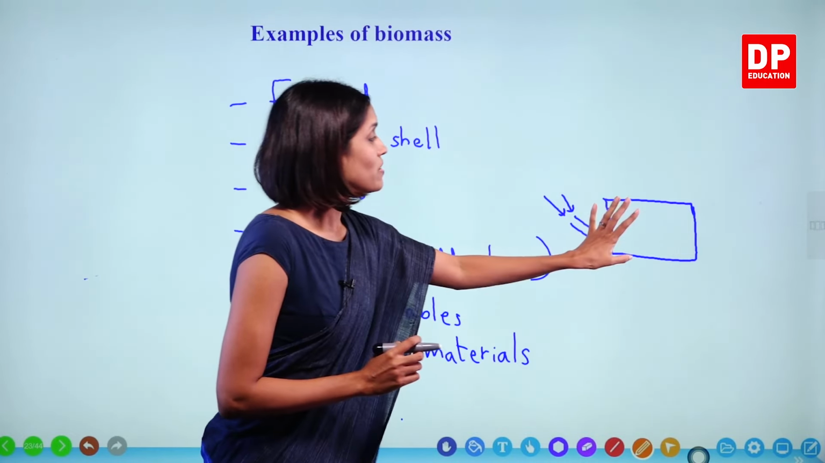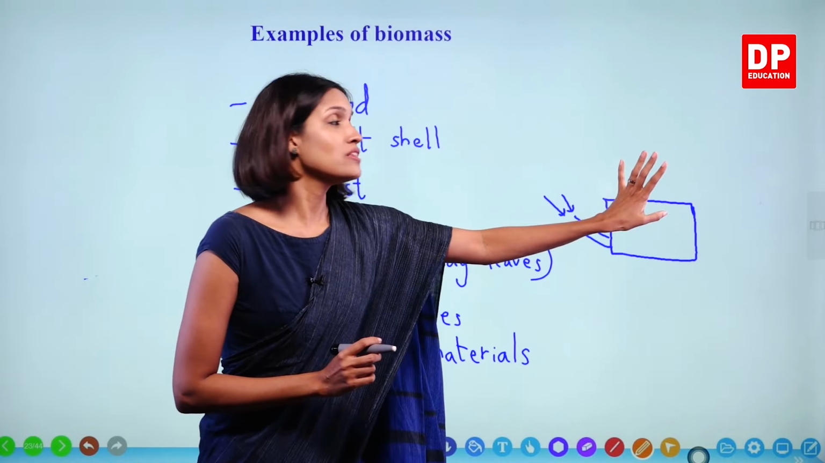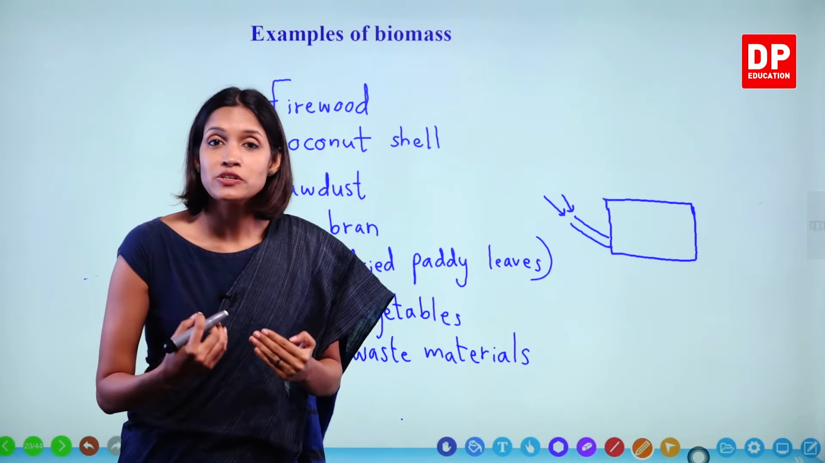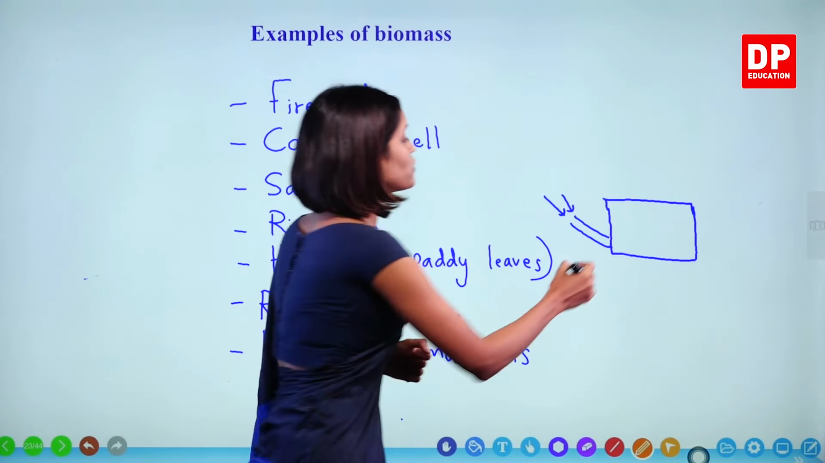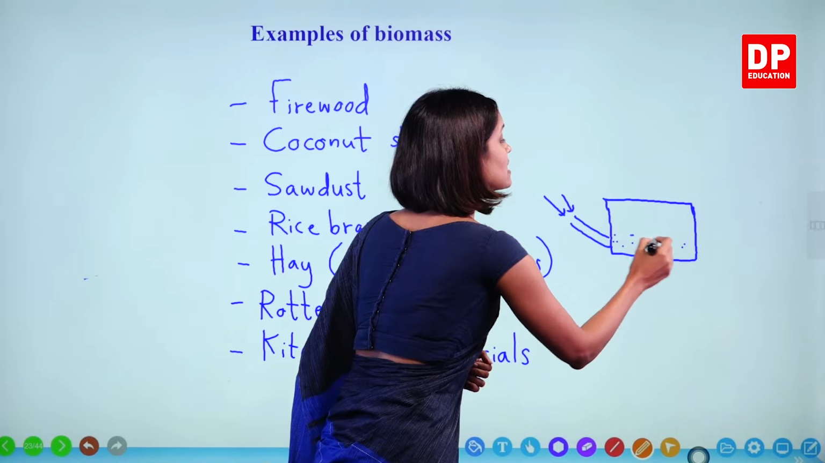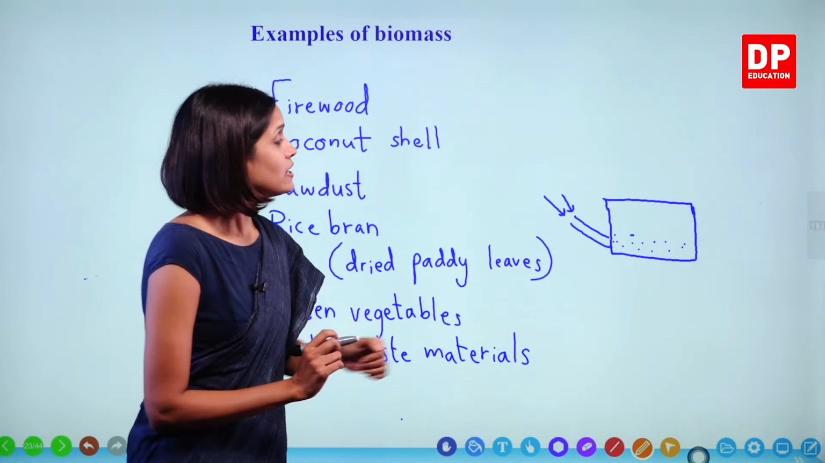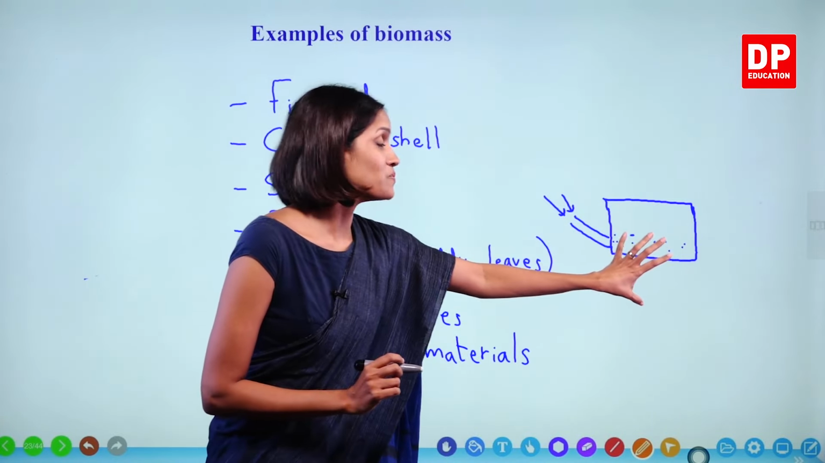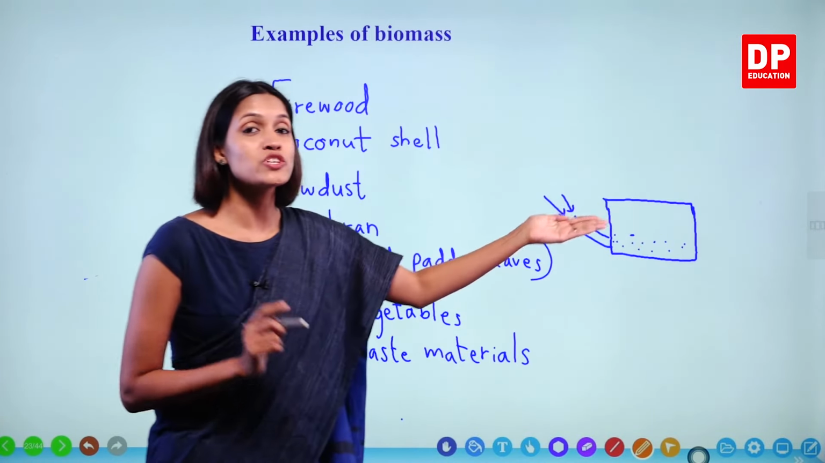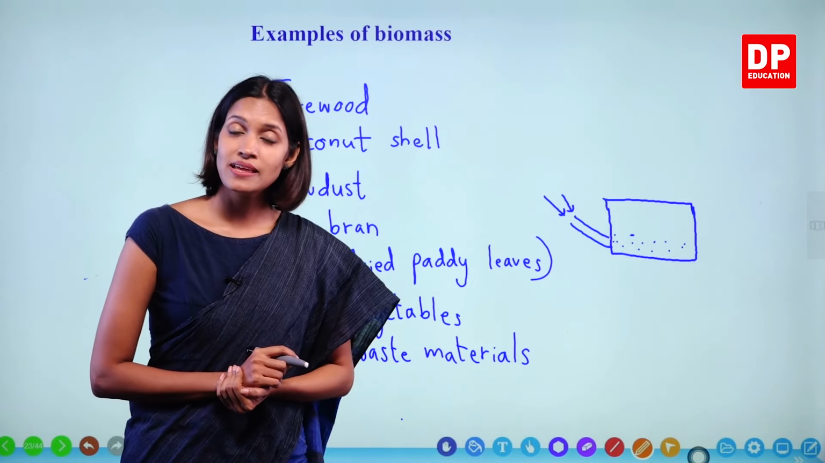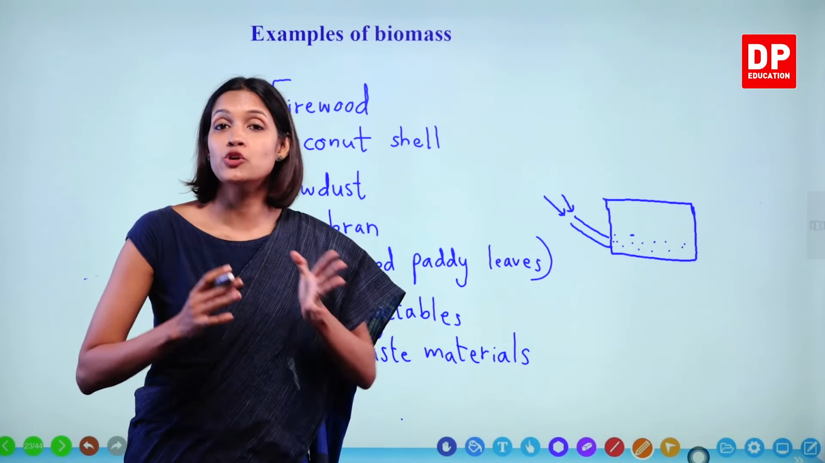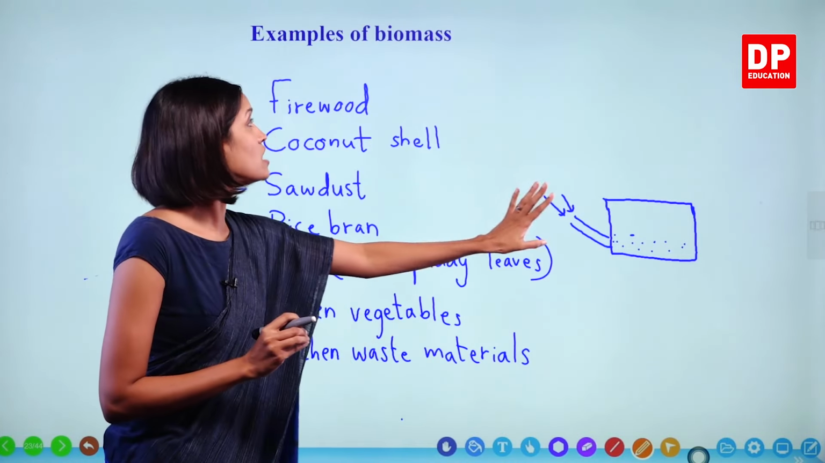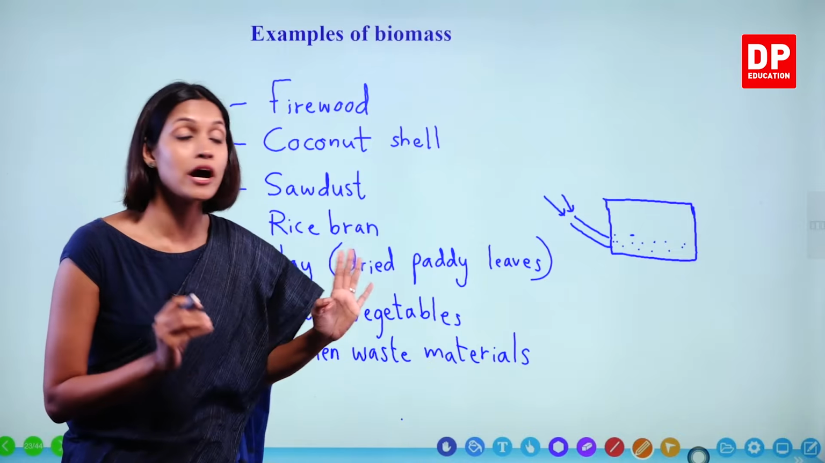Understand? So remember, under these particular conditions, with a minimum amount of air inside, certain types of microorganisms can act on this biomass present inside the sealed unit. These microorganisms break down the food waste and other substances, and thereby a special type of gas is produced. That gas is known as biogas. The special gas produced by the breaking down of biomass is known as biogas.